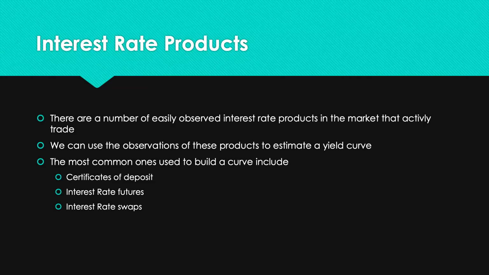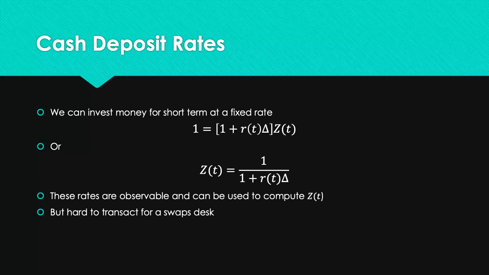Some of the common ones we're talking about are CDs, which are certificates of deposit. These are very short-term bank lending and borrowing. You can walk into a bank and buy a 1-month CD at 4.5% if you want, maybe a 3-month one, 6-month one. It doesn't go much beyond that, maybe a year. Again, fairly liquid, quite common. Interest rate futures, very liquid products, can do that. And finally, interest rate swaps.